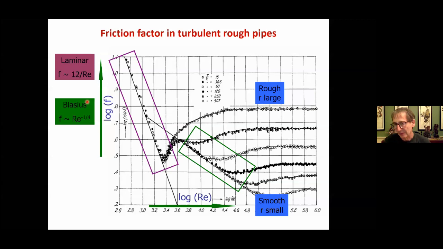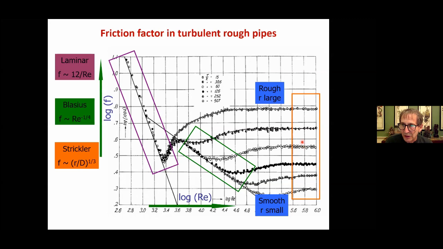Then what happens to these curves is there are these non-monotonic parts like this, and then eventually the friction factor becomes independent of Reynolds number. It's independent of Reynolds number, but it then of course does depend on how rough you are. And if you look at how these asymptotes vary with roughness, what you find is that it goes like the roughness divided by the pipe diameter to the 1/3 power. So these are the data, lots of scaling laws in these data.